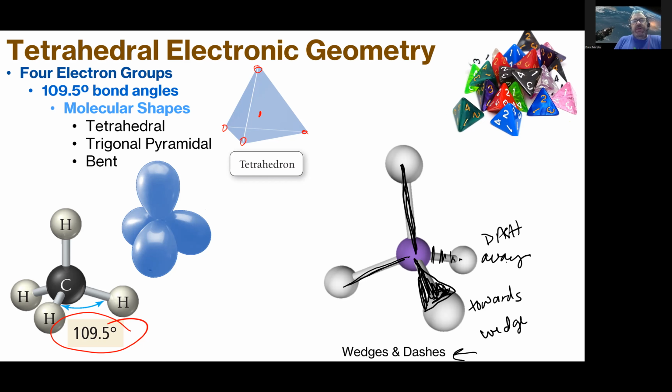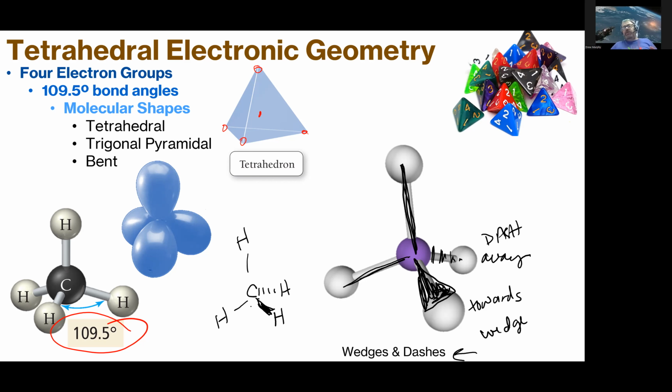Okay. So if we were going to draw a Lewis structure that indicated the geometry of this, then we would have to put carbon in the center. We would have 2 bonds to hydrogen thusly. We would give a wedge to one of them, and we would give a dash to the other one.